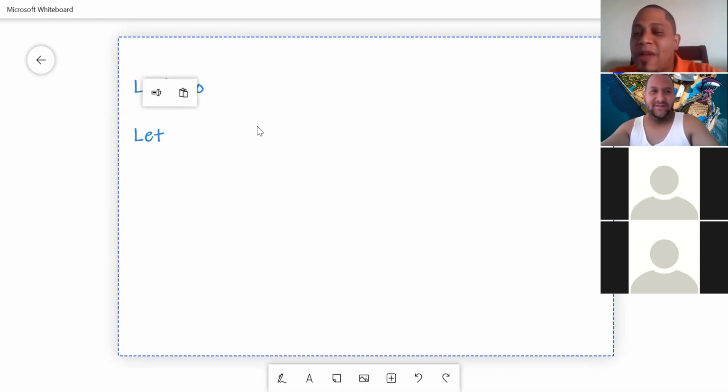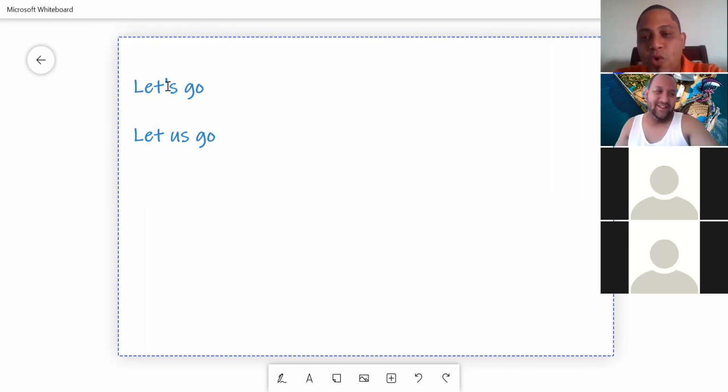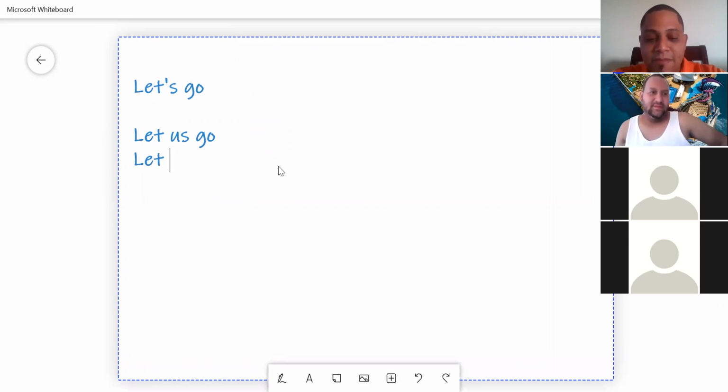Whenever you use a verb and you want to use a pronoun after it, you have to use the complementary pronoun, or the object pronouns as we call them. And those are me, you, him, her, it, us. So let's go means let us go. That S with the apostrophe means that the us is there, but you don't see it. So let us go is the same as saying let me go.